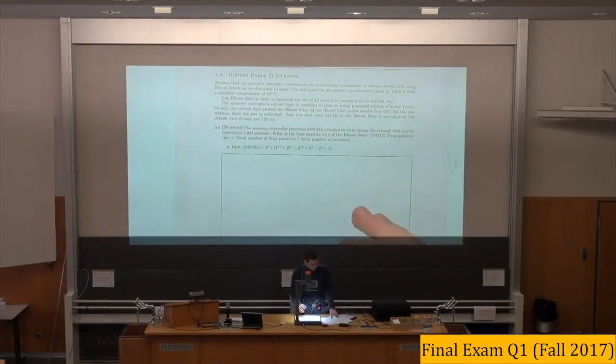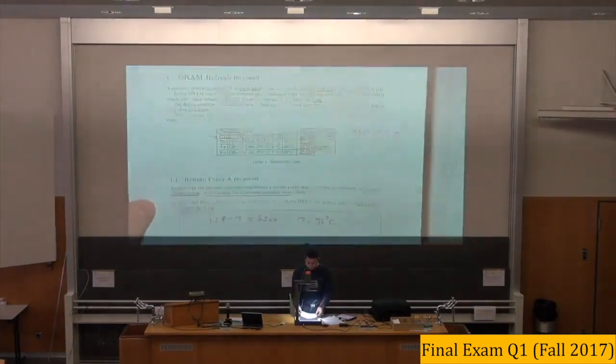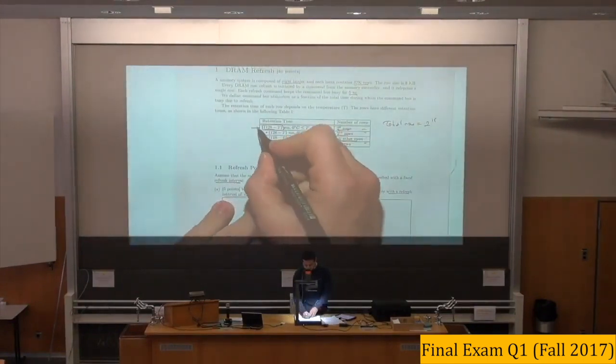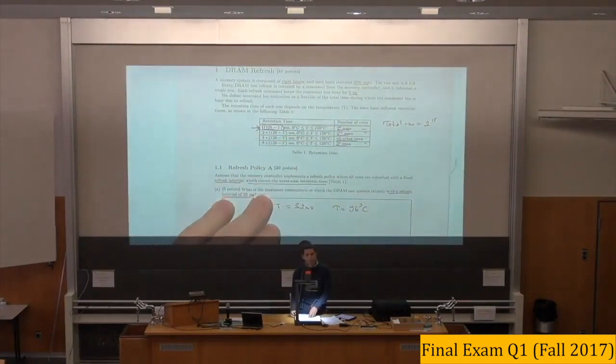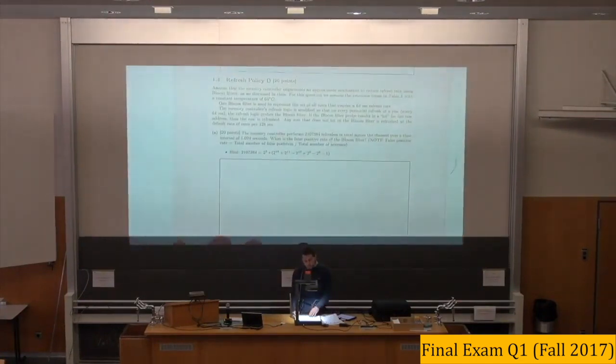If the row is located there, the retention time of that row is basically defined by the first row. Okay, so if the Bloom filter says yes, the memory controller basically refreshes such rows every 64 milliseconds. If not, it will refresh them every 128 milliseconds. So this is basically the policy of this memory controller.